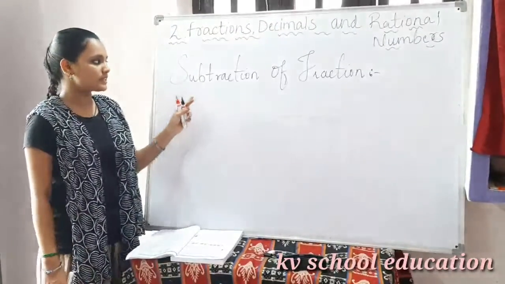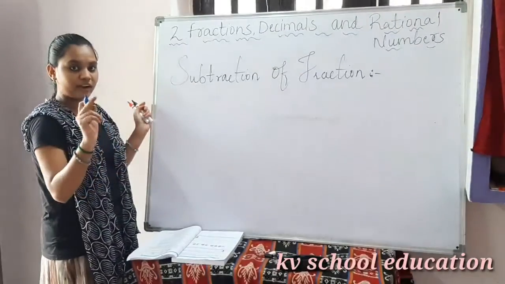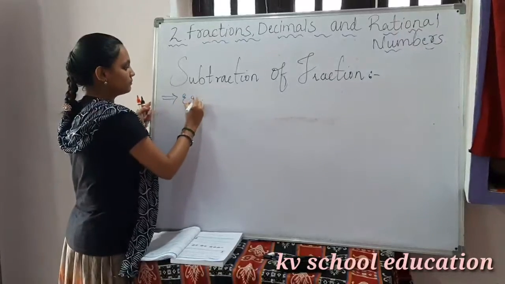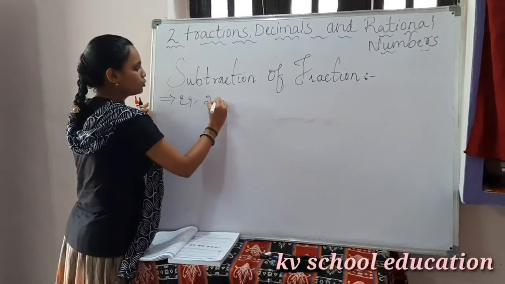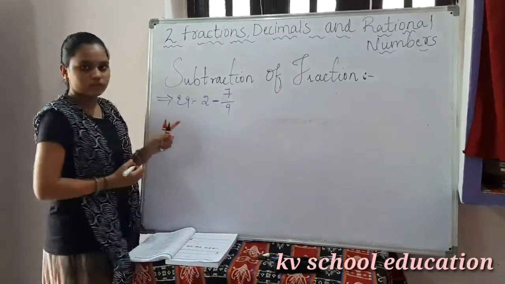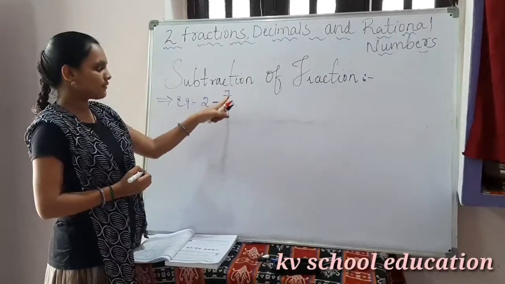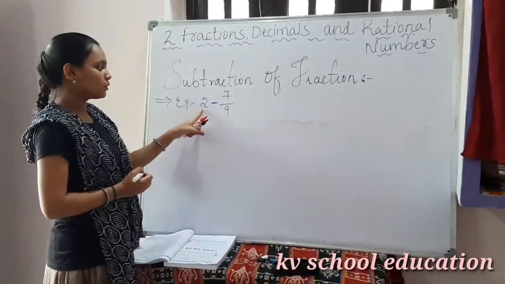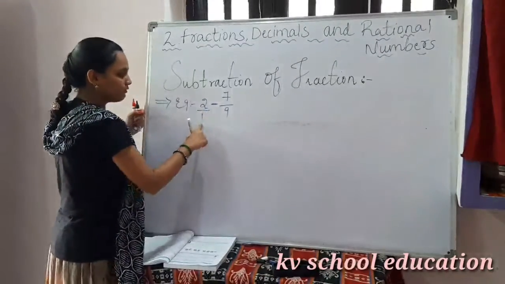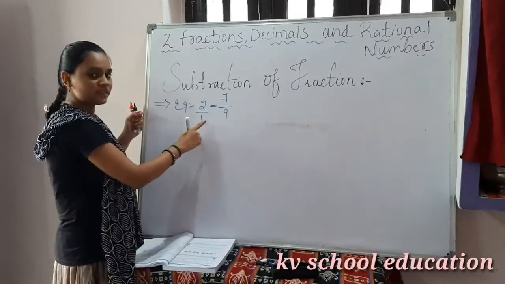So now the next topic is subtraction of fraction. First we will take subtraction of a fraction by a whole number. For example, 2 minus 7 by 9. So here 2 is a whole number, 7 by 9 is a fraction. Here 2 doesn't contain any denominator, so we should take it by 1. 1 and 9 are unlike fractions.